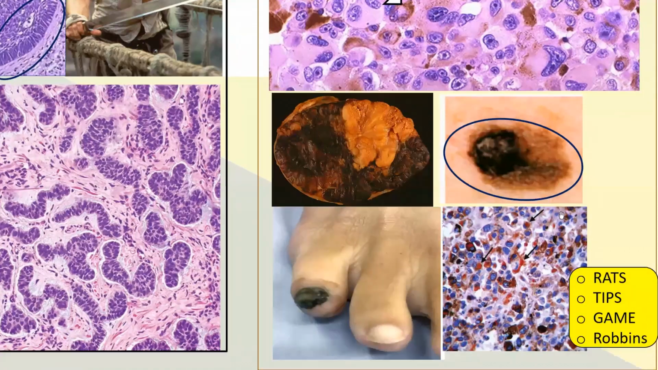This is another picture over here. I find that almost, I think it's a lymph node which is showing multiple deposits of tumor cells with melanin pigmentation.